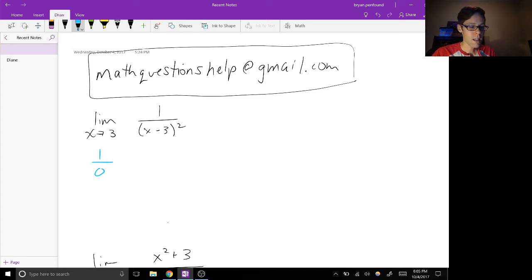So this function actually has a vertical asymptote at x equal to 3. So I know that if this limit exists, it's going to be either plus or minus infinity. The limit may not exist because one side may go to positive infinity and the other side may go to negative infinity. So we'll have to figure out our two one-sided limits and see what's going on.